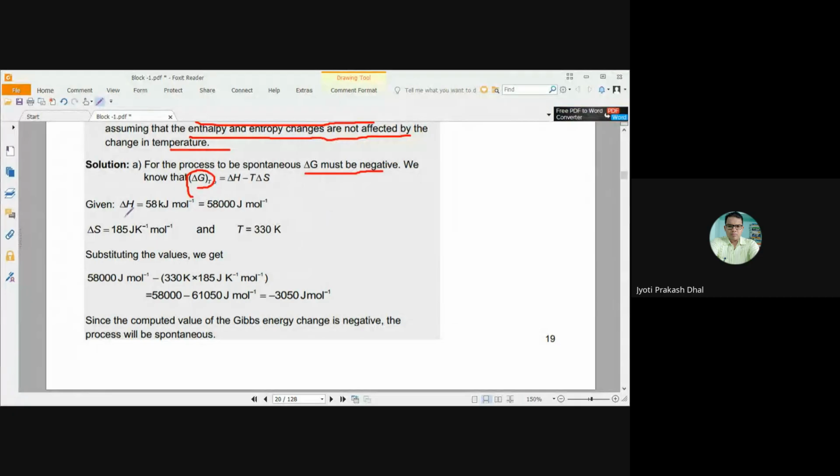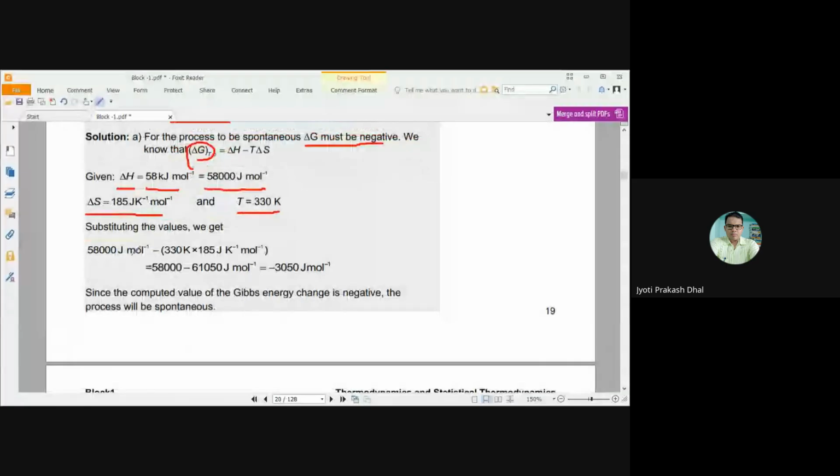Now the values in the question: del H equals 58 kilojoule per mole, that is 58,000 joule per mole, and the value of del S is given as 185 joule Kelvin inverse mole inverse, and the value of T is given as 330 Kelvin. Substituting these values in the equation del H minus T del S, we find minus 3050 joule per mole. Since the computed value of the Gibbs energy change is negative, the process will be spontaneous.